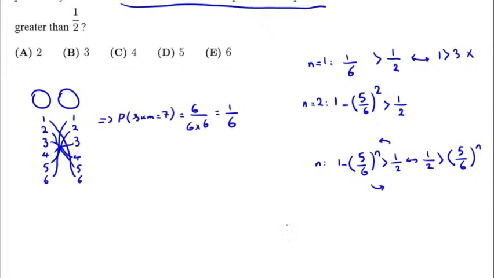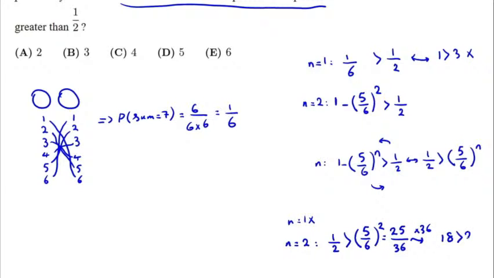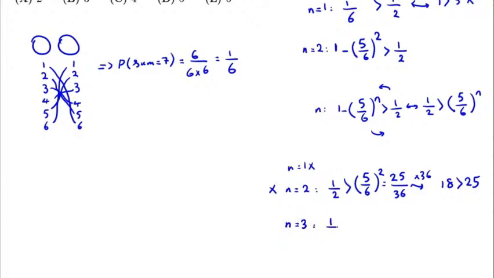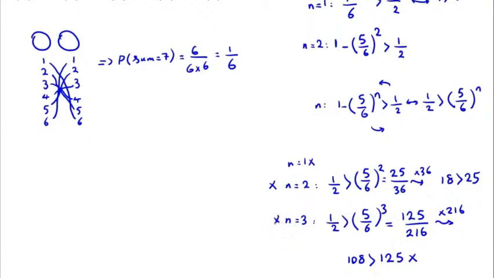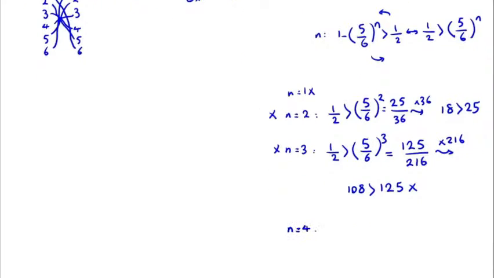So n equals 1 is bad. We've checked n equals 2. Is 1/2 greater than 5 over 6 squared, which will be 25 over 36? If we multiply both sides by 36, 18 greater than 25? No. Let's check n equals 3. Is 1 over 2 greater than 5 over 6 cubed? It will be 125 over 216. If we multiply both sides by 216, it will be 108 greater than 125. Again, it's not correct.